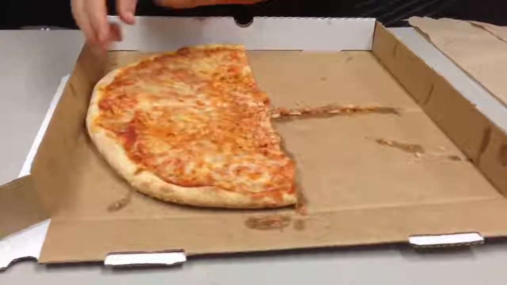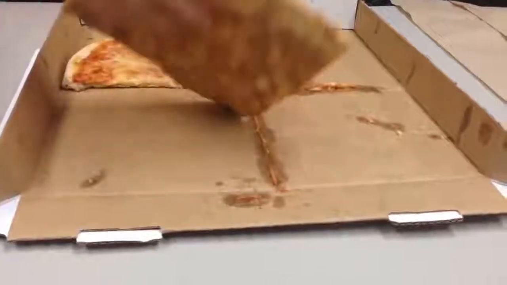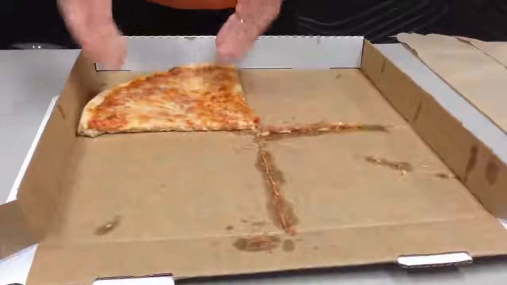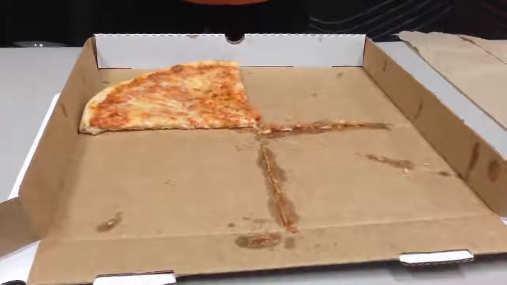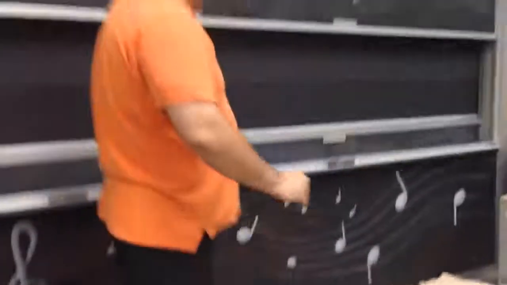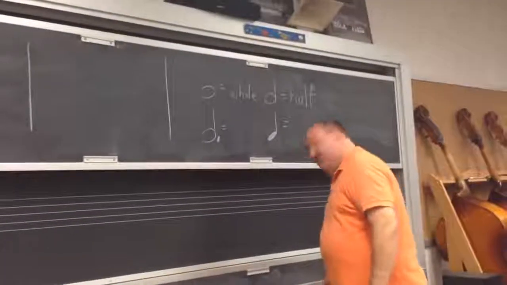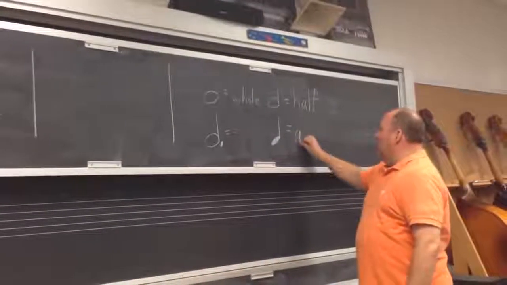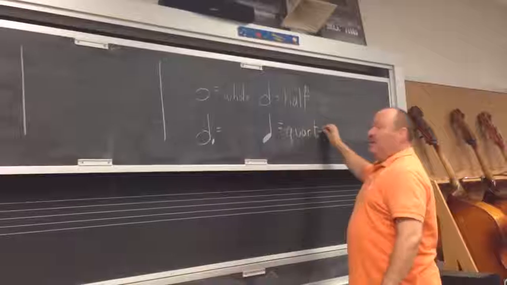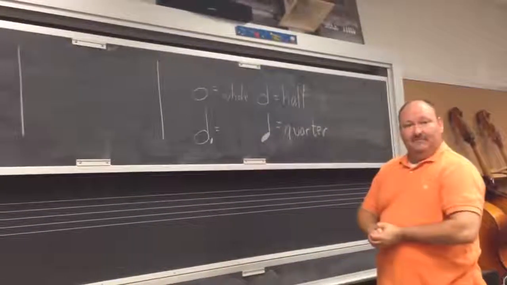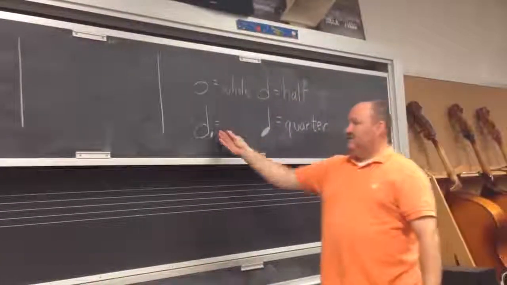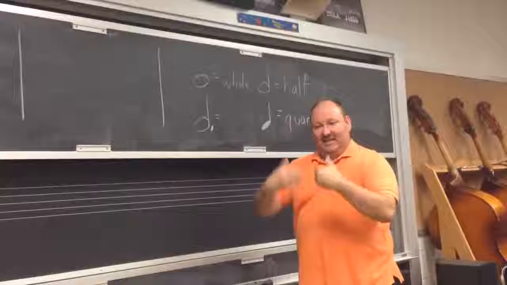Now, how much of the pie is left if I remove another quarter? I've gotten rid of 3/4. I'm left with 1/4 of the pie. If I look over at the board, the note that fills up 1/4 of the measure we call a quarter note, and it looks like that. Now you'll notice we have every note named except this one. This is a special note, and I'll show you its name as soon as I show you its concept.